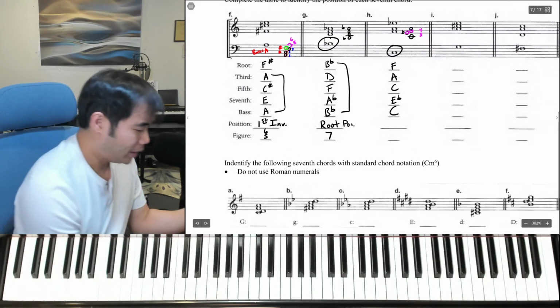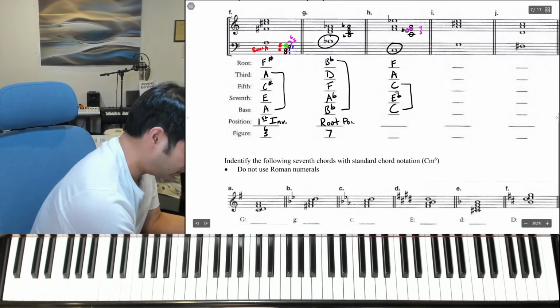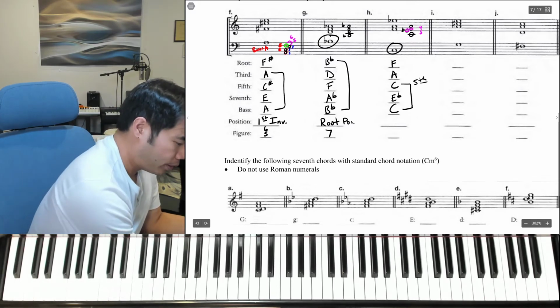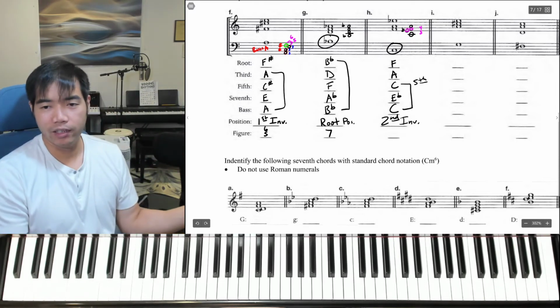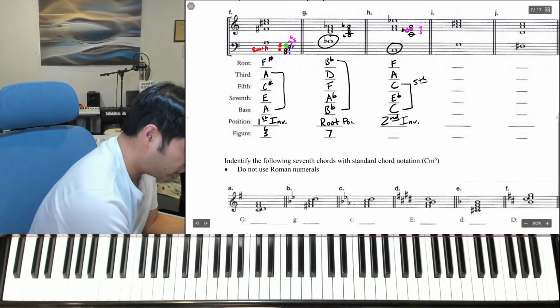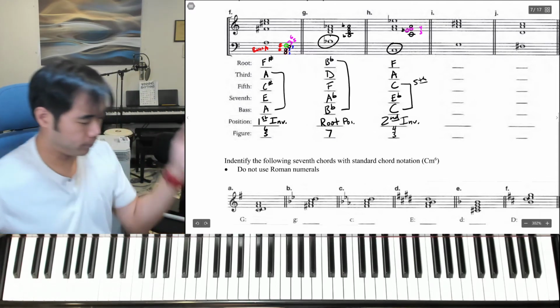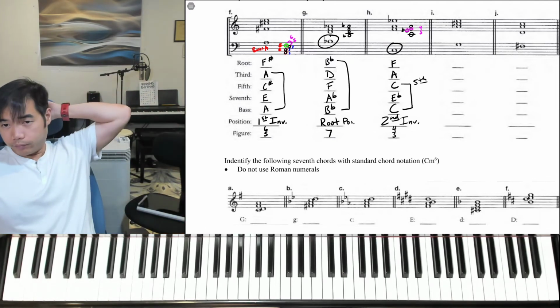Next question we want to ask is, what is the bass note? The bass note is the fifth in this case. It's the fifth. All right? Which means we are in second inversion. Since the fifth is in the bass position, and the inversion symbol, the figured bass symbol we already talked about, is 4-3. Okay?